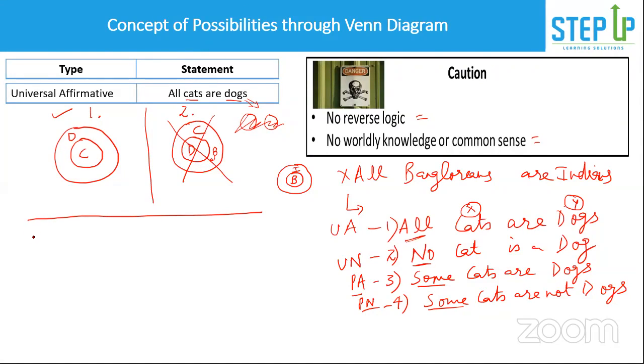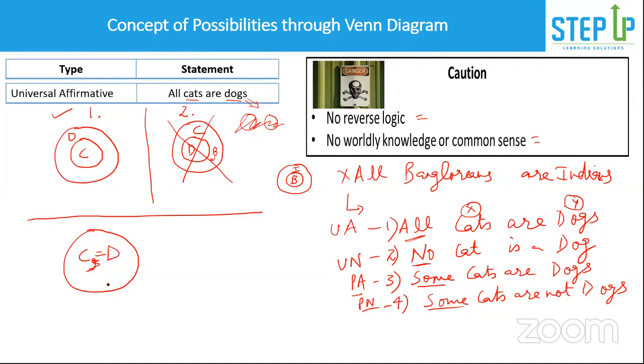Okay. Is there any other way we can represent this? Because these are just possibilities. How about this? If I say C comma D, that means C equals D. This is what it means. That means same circle. All the cats are dogs.